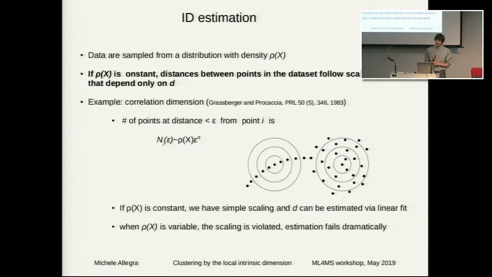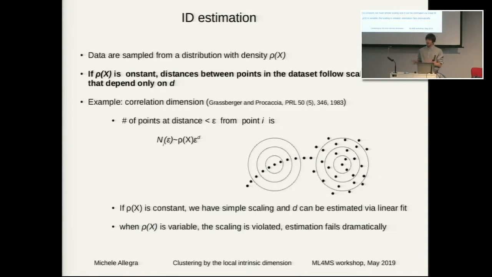How to estimate the intrinsic dimension? There are 1,000 schemes, but essentially most schemes assume that the data are samples from a given probability distribution. So in the remainder of the talk, by rho, I always indicate the density distribution of the points. Actually, when the density rho is constant, the distances between points follow some scaling laws that depend on d, which in the end allows you to estimate d.